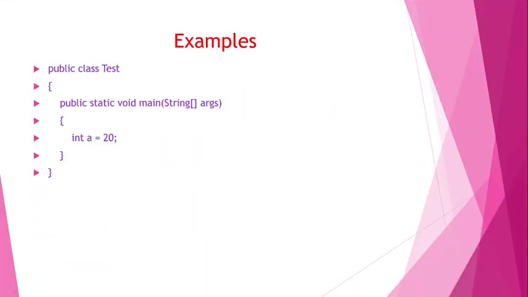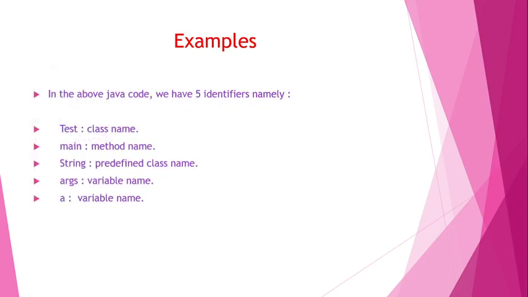Here is an example. public class Test { public static void main(String[] args) { int a = 20; } }. In the following statement, Test is a name of a class, main is a name of a method, a is a name of a variable. In the above Java code, we have 5 identifiers, namely Test, the class name, main, the method name, String, predefined class name, args, variable name, a, variable name.